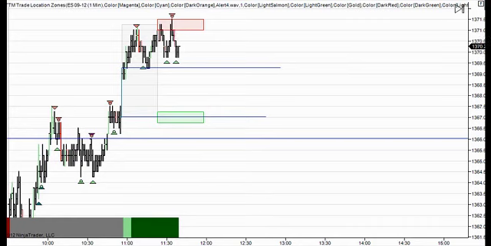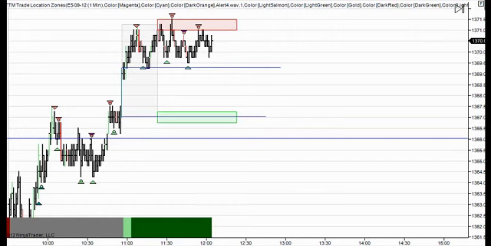Let me just scoot this along a bit. But again, the high of that level 3 bar, we're kind of just oscillating here between the resistance zone and the high of that level 3 bar. And hopefully that makes sense.